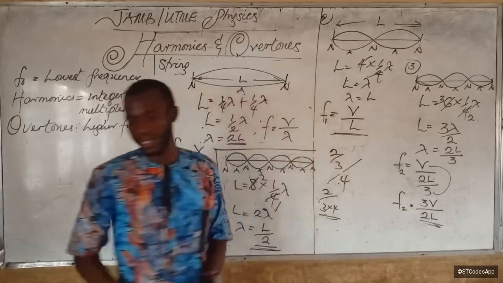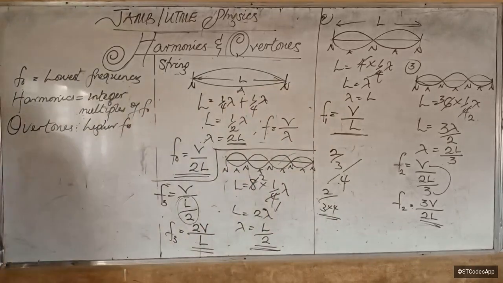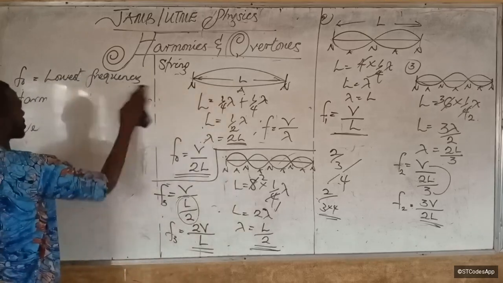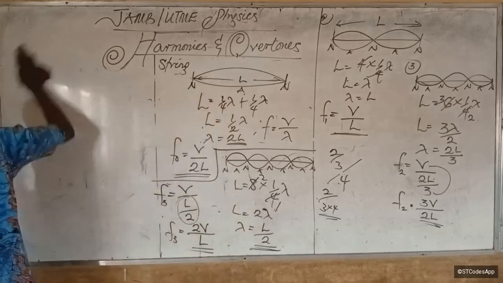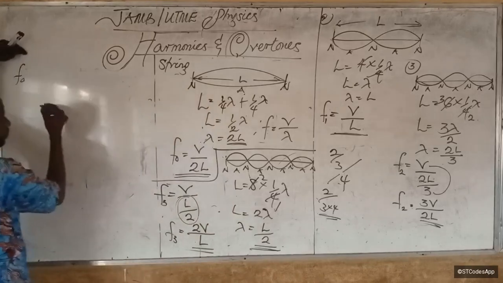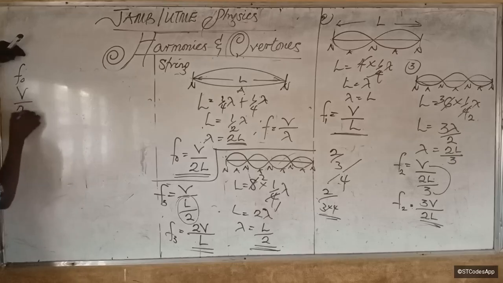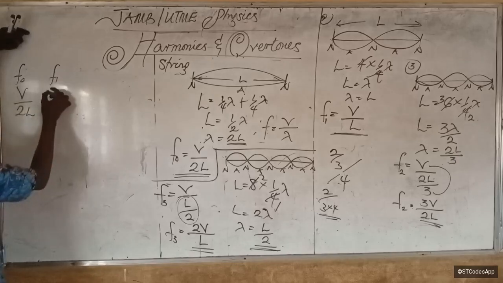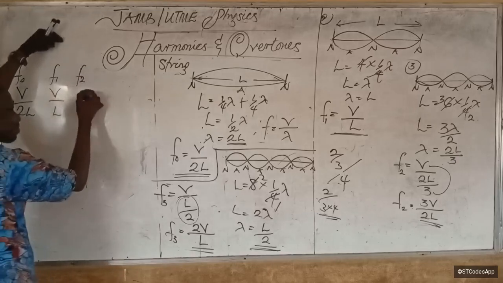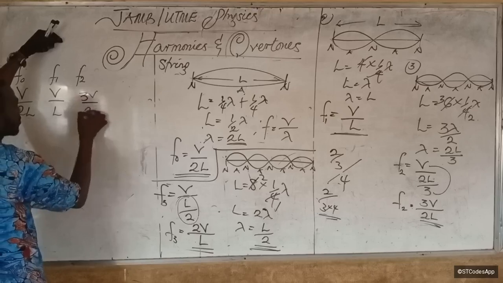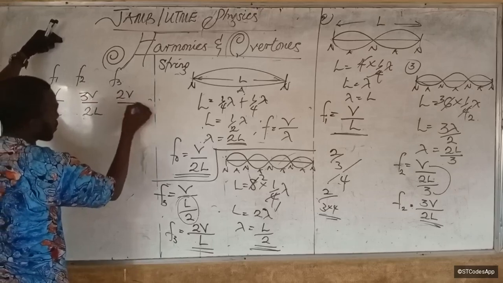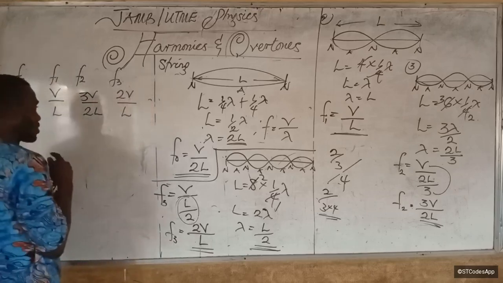All right. Okay, so now we are going to stop here and go to wind. Before we go to wind, let me show you the set of harmonics now. So the set of harmonics that we have created now are the first harmonic, the fundamental frequency, that's V over 2L. Second harmonic, V over L. Third harmonic, 3V over 2L. Fourth harmonic, 2V over L.